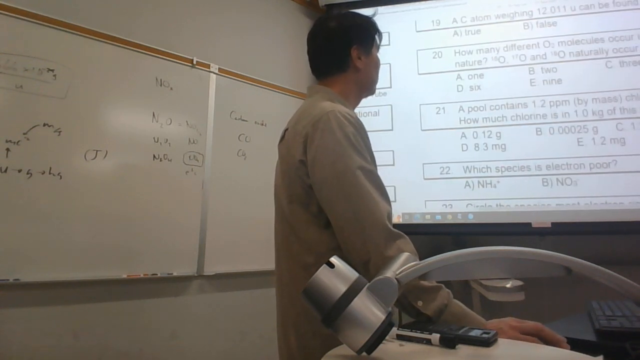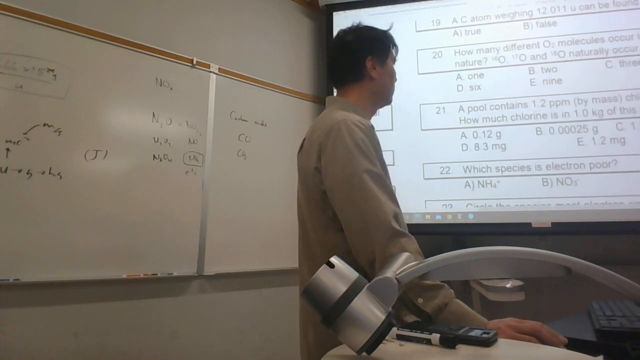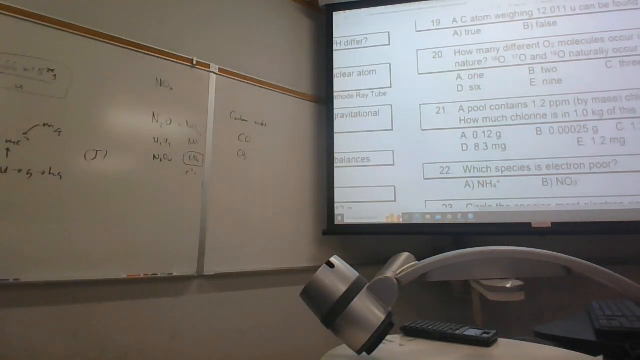For number 20: how many different oxygen molecules occur in nature? O16, O17, O18 naturally occur. And so you just try to figure out all the possible combinations. So we're looking at O2 molecules. How many of them can you build? Well, we can build O16, O16. This would be the most abundant. And so when you inhale oxygen, it's mostly O16, O16.